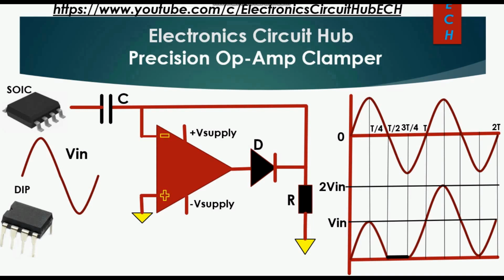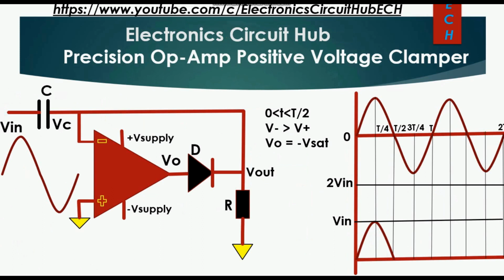So this is the basic circuit diagram of the precision op-amp clamper circuit. Here a capacitor is connected and here a diode is connected. When a capacitor is connected in series with any circuit, it is a bit complicated to understand the behavior of capacitors. So now we will understand the working of this circuit. This is basically a precision op-amp positive voltage clamper circuit.